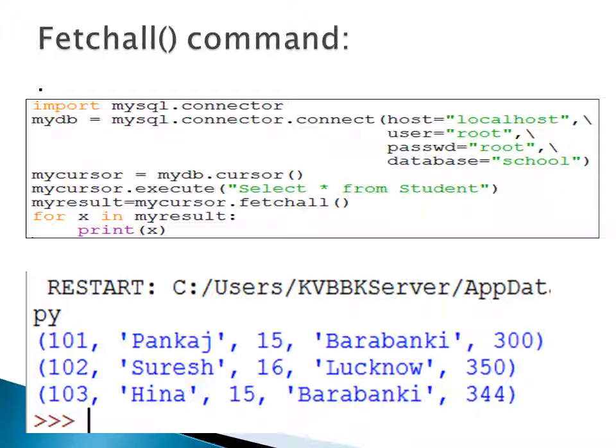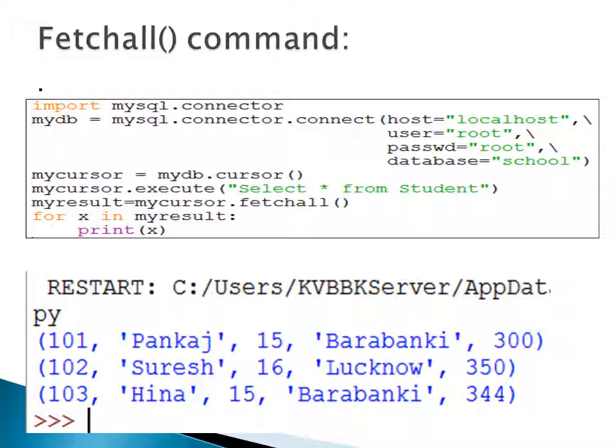Now the fetchall function is used to fetch all records from the record set. So on this cursor, which is my cursor, dot fetchall is used to fetch all records, and these records will come in my result and a list is created of all records. Now this list is accessed one by one with the help of loop variable x. This loop variable will access one record at a time from my result list.